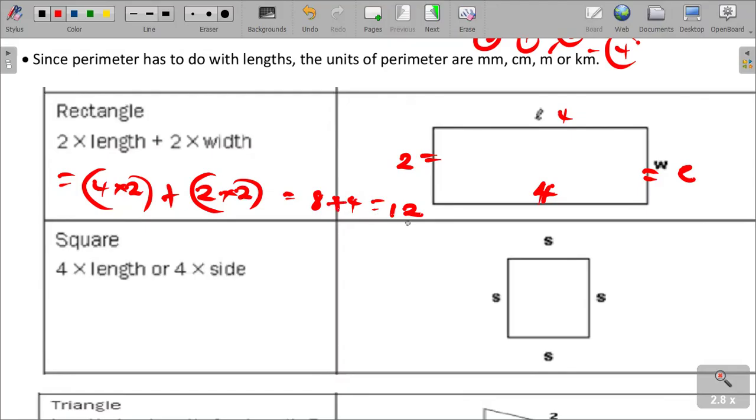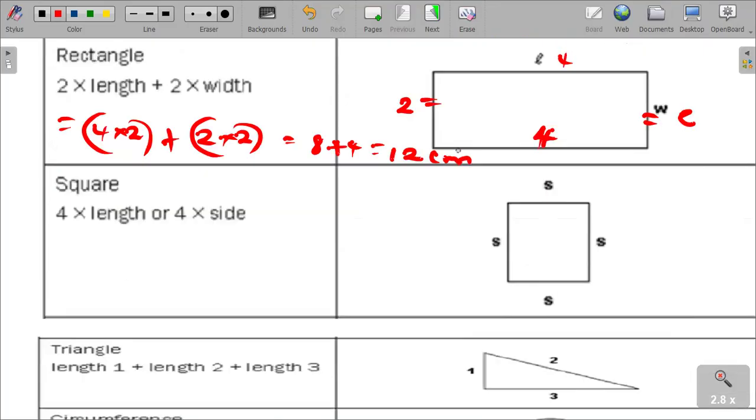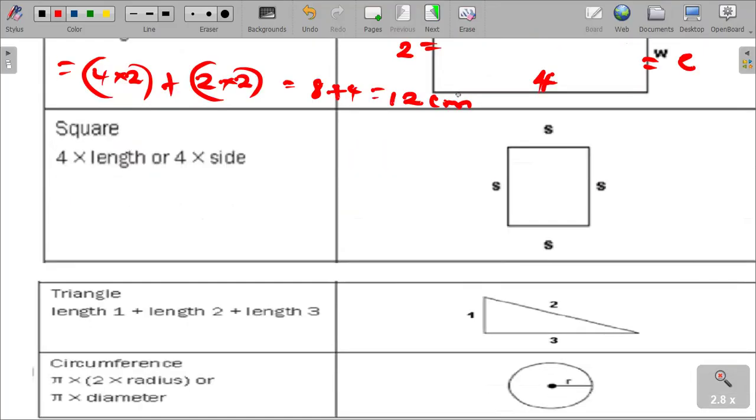Which can be in terms of what? Centimeters or millimeters, whatever units are given there. And then the perimeter of a square is equal to side times 4. Side times 4 means that the sides are the same. We have 4 sides that are the same. If it is 2 centimeters here, it means it is 2 there, 2 there, 2 there.